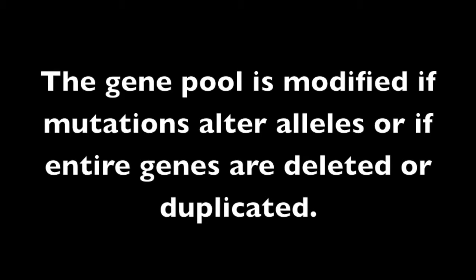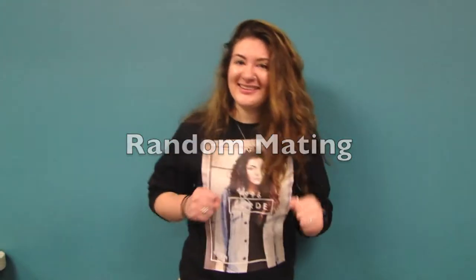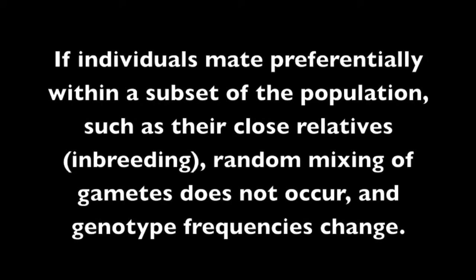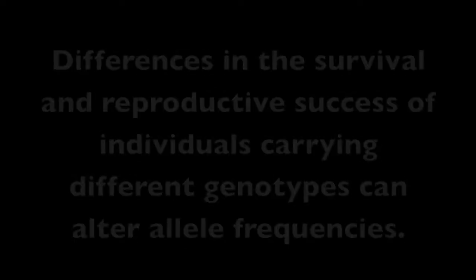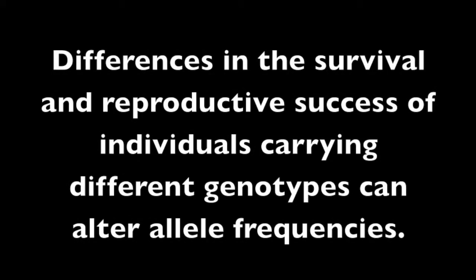The gene pool is modified if mutations alter alleles or if entire genes are deleted or duplicated. If individuals mate preferentially within a subset of the population, such as their close relatives, inbreeding, random mixing of gametes does not occur and genotype frequencies change. Differences in the survival and reproductive success of individuals carrying different genotypes can alter allele frequencies. Charles Darwin would be like, seriously?